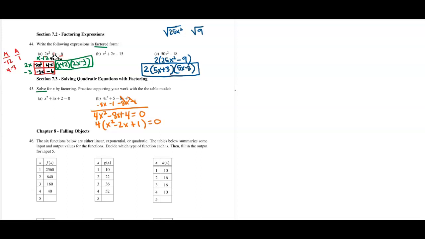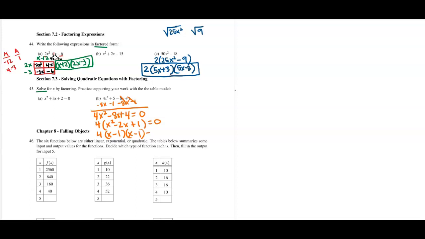And now I need to look to factor this other part. All right, my leading coefficient's 1, so I can go straight to my parentheses. And I'm thinking what times what is x squared, and that's x times x. And then what times what is 1 that adds to be a negative 2. And that would be a negative 1 and a negative 1. All right, negative 1 times negative 1 is positive 1. Negative 1 plus negative 1 is negative 2.